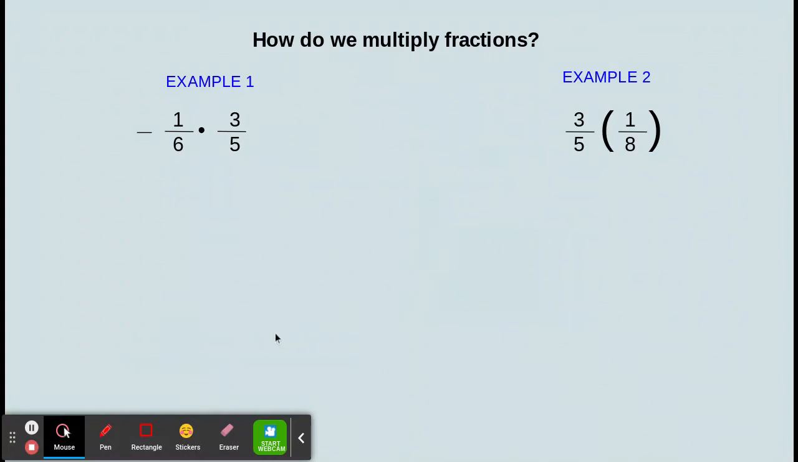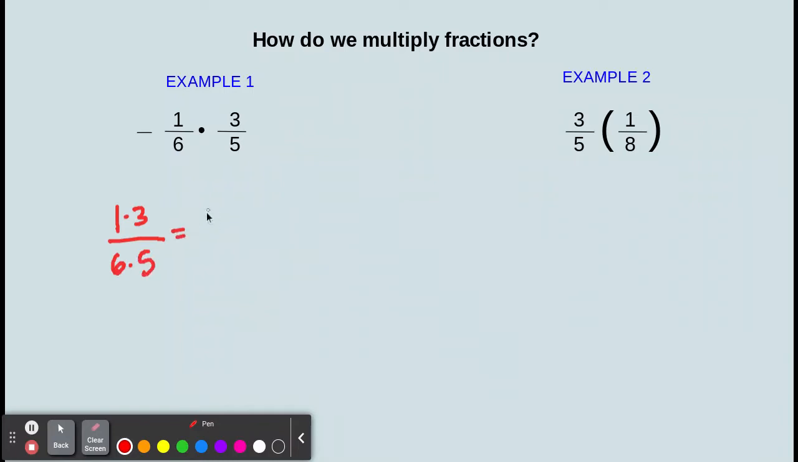All right, when we multiply rational numbers, remember rational numbers are fractions and decimals. We have to remember how to multiply fractions. When we multiply fractions, we simply just multiply straight across. So for this one here, we're going to multiply our numerators together and we're going to multiply our denominators together. 1 times 3 and 6 times 5. 1 times 3 is 3, 6 times 5 is 30. We can simplify that. 3 can be divided by 3 one time. 30 can be divided by 3 10 times.